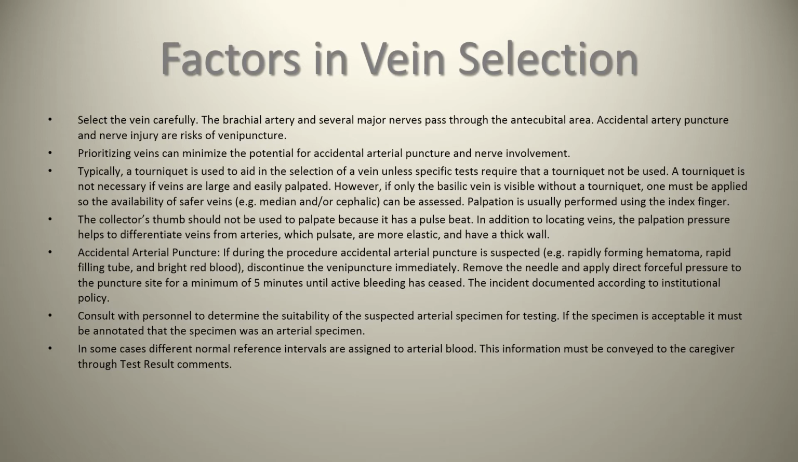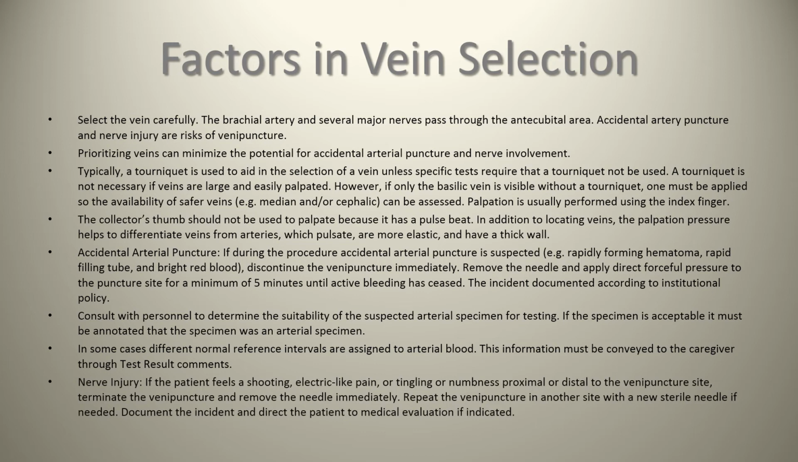Nerve injury. If the patient feels a shooting, electric-like pain, or tingling or numbness proximal or distal to the venipuncture site, terminate the venipuncture and remove the needle immediately. Repeat the venipuncture in another site with a new sterile needle if needed. Document the incident and direct the patient to medical evaluation if indicated.